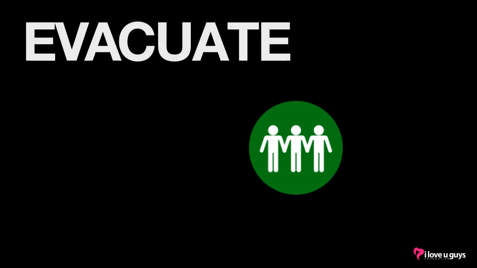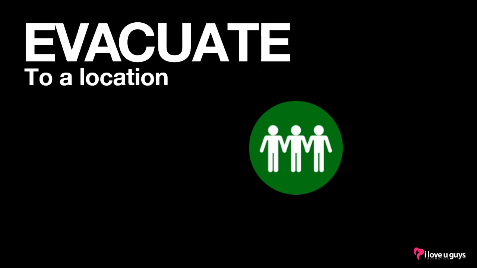Okay. Now let's talk about evacuate. Evacuate is how to move students in an orderly fashion from point A to point B. A fire drill is really evacuate out of the building. With the SRP, evacuate is always followed by a location. For instance, evacuate to the gym.